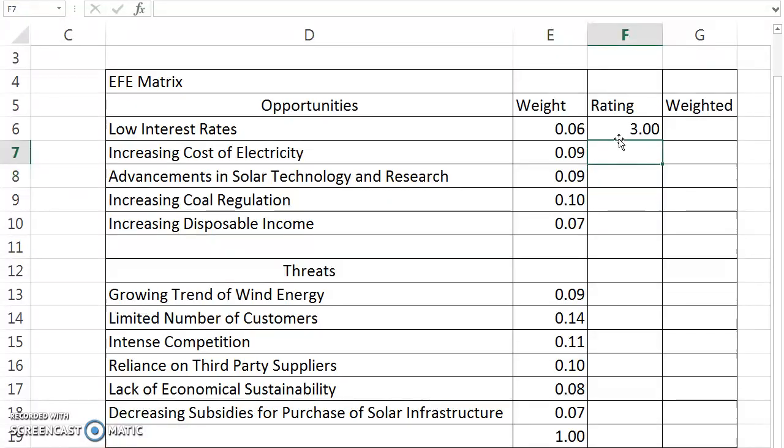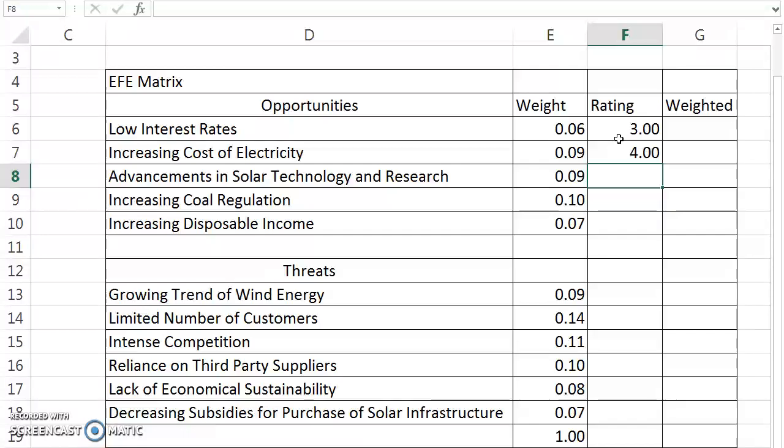Increasing cost of electricity. How have they responded to this? Have they started marketing more? Have they started expanding more? Are they selling more? Is their distribution changing? If they have acted in a superior fashion, I'm going to give them a 4.